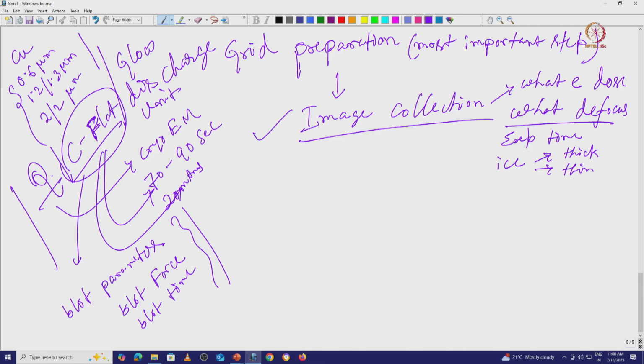Whoever is helping with this data collection has to pay attention to all of these parameters. Starting from alignment, your grid preparation, exposure time, dose, how the image acquisition is going on, then eucentric height, all the parameters are connected with your microscope. When that part is done, when your data collection is done, we have the data.